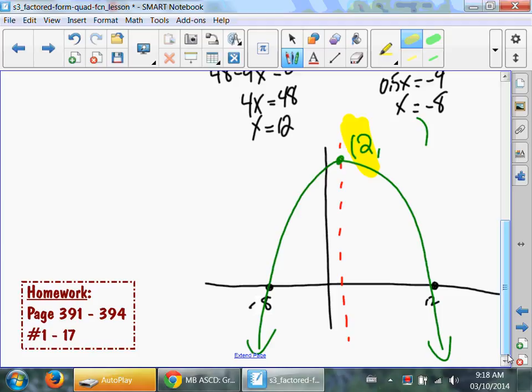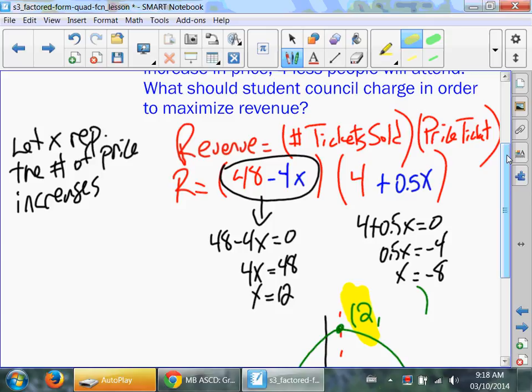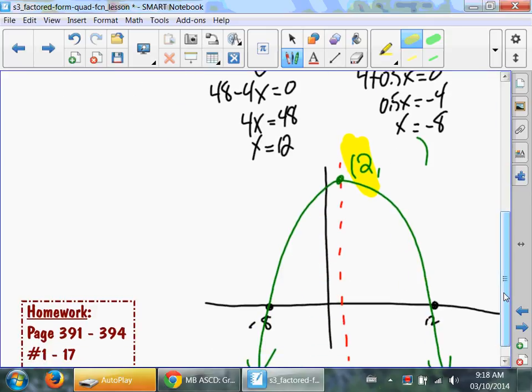But we know that x is equal to 2, and that maximizes the revenue. And what does x represent? X represents the number of price increases. So that means that we increase the price twice, and that will maximize the revenue.